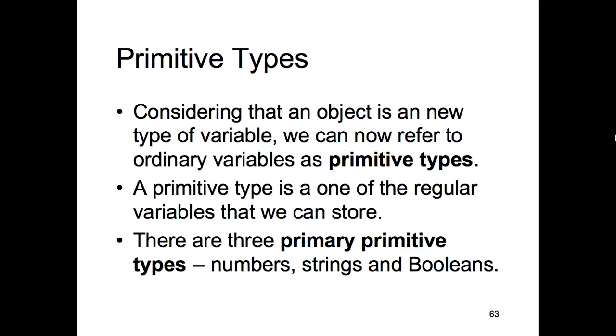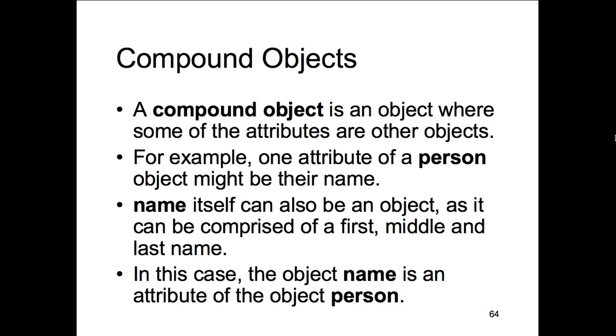A primitive type is one of the regular variables that we can store: a string, a float, or an integer. There are three primary primitive types that we refer to when we talk about objects: numbers, strings, and booleans. We also have compound objects. A compound object is an object where some of the attributes are other objects.